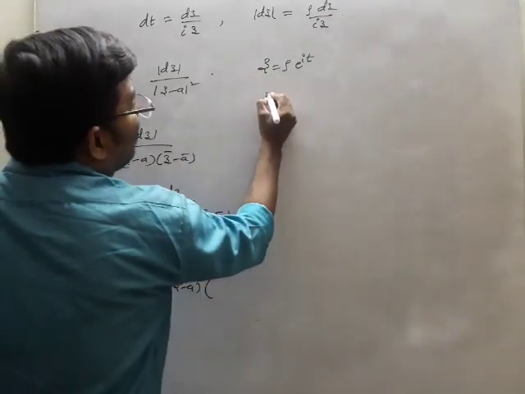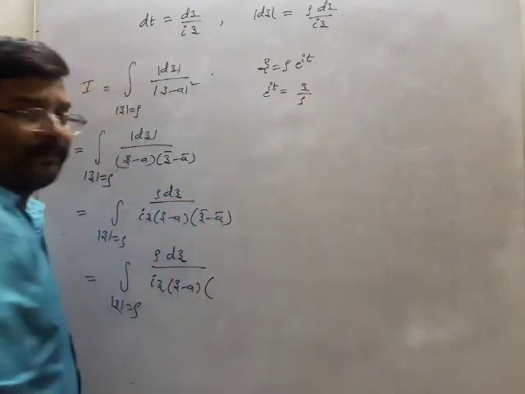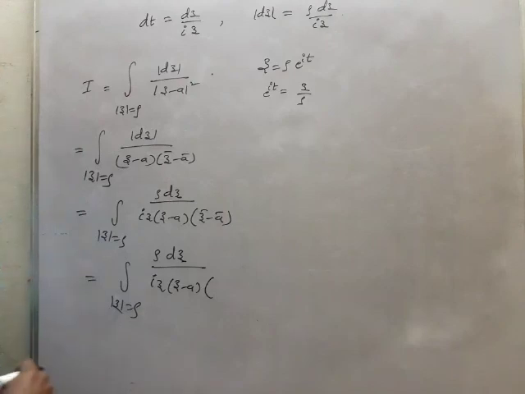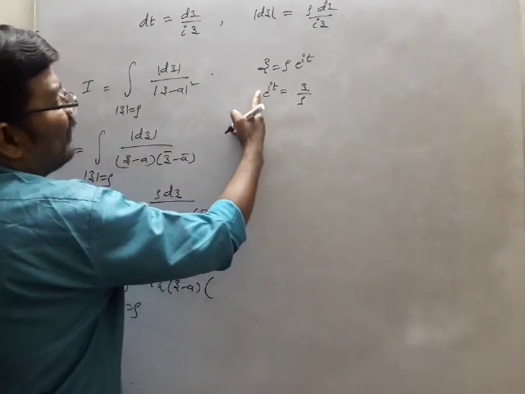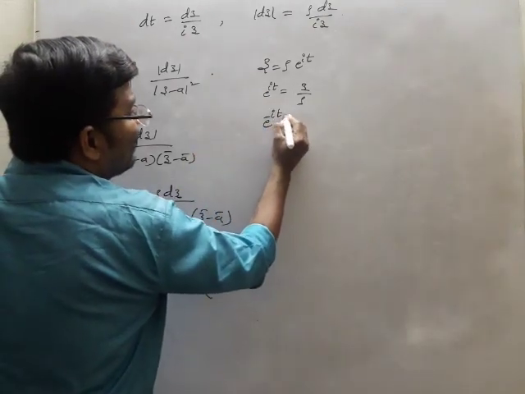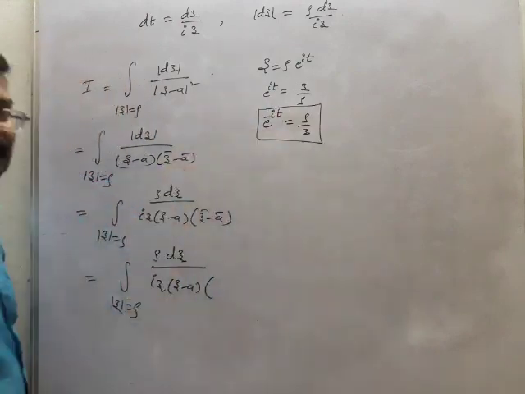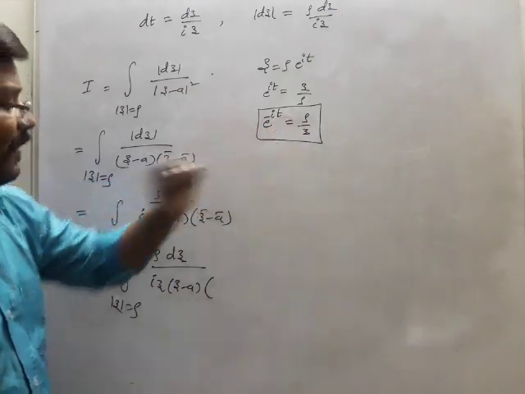Otherwise from here e power it is equal to z by rho. I'm just writing e power it into z by rho. So what is that now? Z by rho I got. So if I wanted to take the inverse, I may write e power minus it is equal to rho by z. This is the value which I can get.